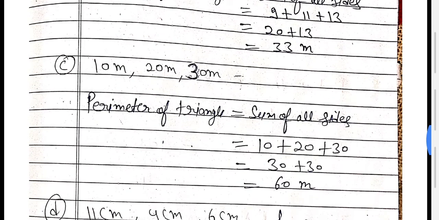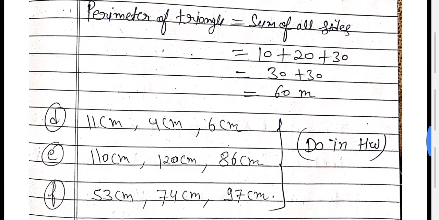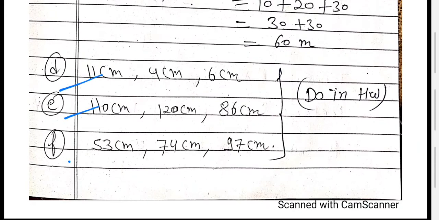Similarly, come on to C part. 10, 20, 30. Sum of all sides. You have to add 10, 20, 30, it becomes 60 meter. So your answer is 60 meter. Similarly, D, E, F parts you have to do by yourself in homework.